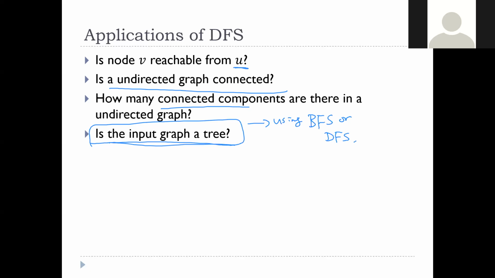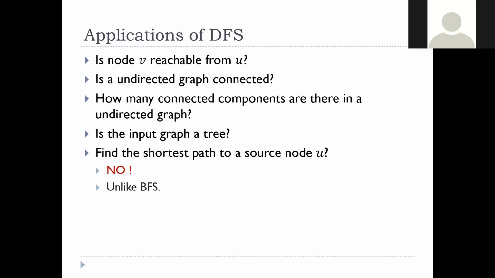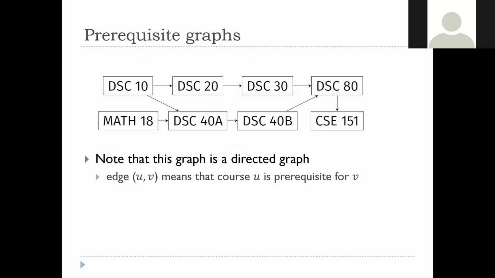But can DFS be used to find the shortest path to a source node U? Unfortunately, the answer is no. BFS can do it, but not DFS. But the properties of DFS can help us do other things that BFS cannot do. Here's one example.